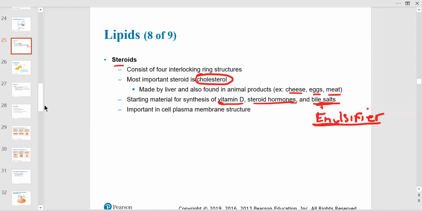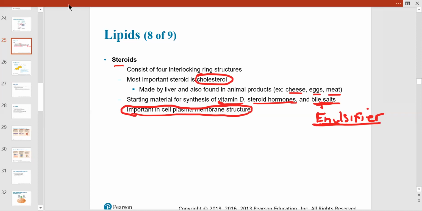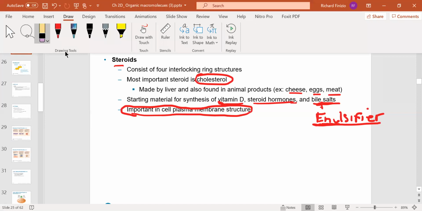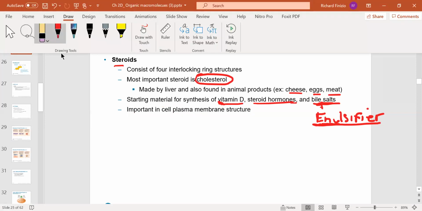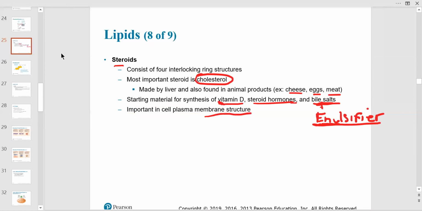So another thing, and remember this, cholesterol, besides being used to make steroids, it also is embedded in the cell membrane. And for no other reason except to give it a little structure and support. So this is one time where lipid is being used for strength and support. So cholesterol is part of the membrane structure. So remember that for later, because that's important.